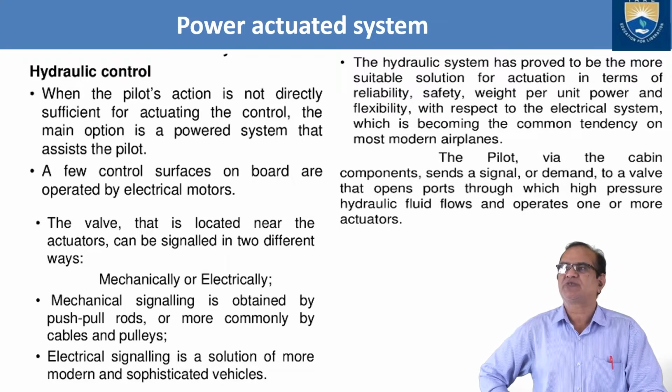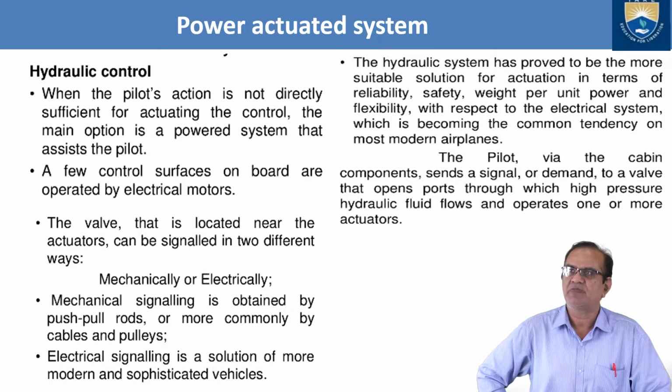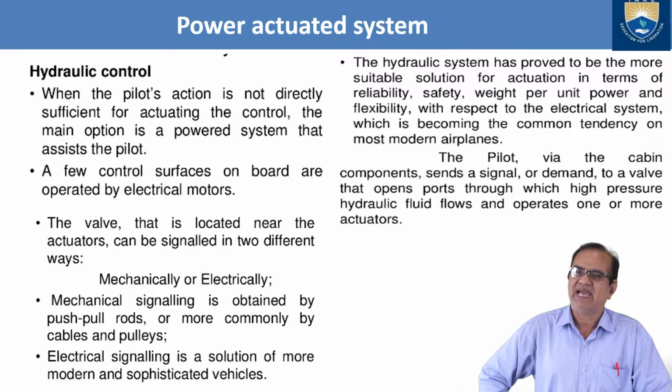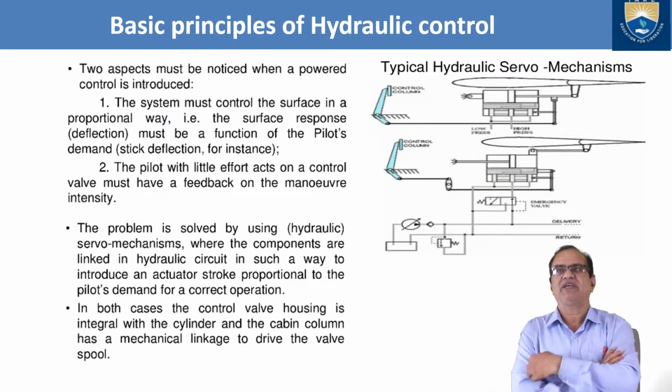The hydraulic system has proved to be the more suitable solution for actuation in terms of reliability, safety, weight per unit power and flexibility, with respect to the electrical system, which is becoming the common tendency on most modern airplanes. The pilot, via the cabin component, sends a signal or command to the valve that opens a port through which high pressure hydraulic fluid flows and operates one or more actuators. The basic principles of the hydraulic control system are depicted here.